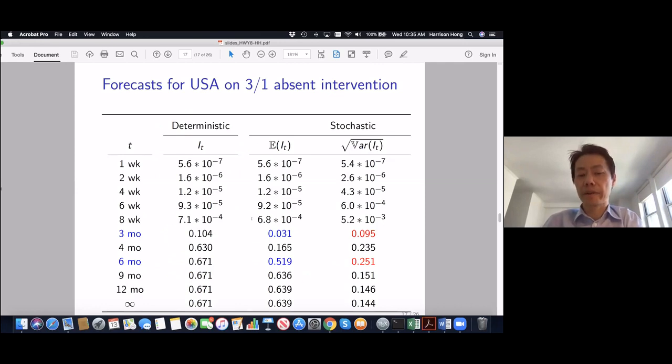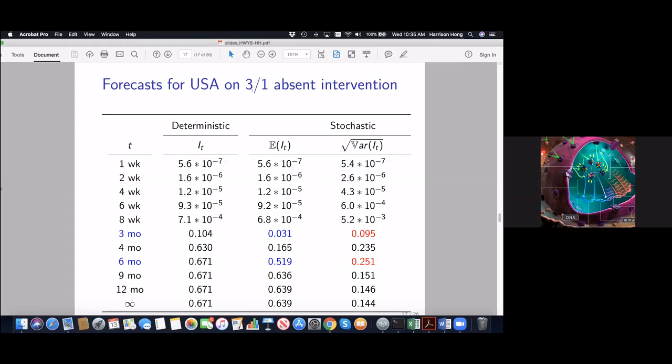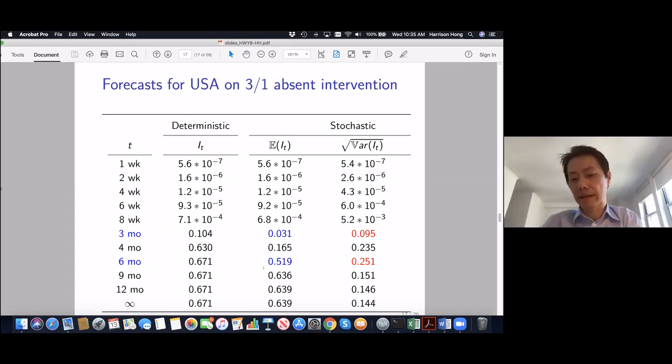So let's drill down a bit to think about what the implications of the stochasticity mean. So this is a very detailed forecast for the USA on March 31st. Just giving you 1 minute. Perfect, absent intervention, right? What the model would basically say is that, look, in 3 months, the deterministic model would say there's 10% infection. Our model would say about 3%. But the big thing is there's a 9% standard deviation, right? So in the short run, basically, variance is the entire game as far as driving actual outcomes of interventions.